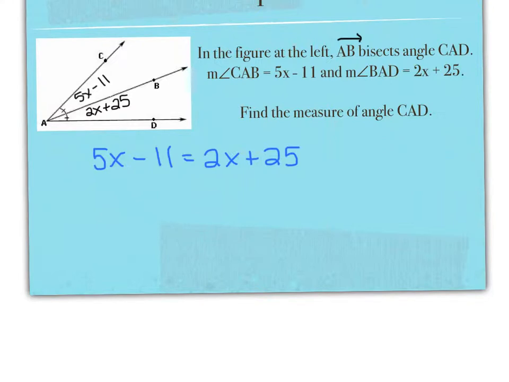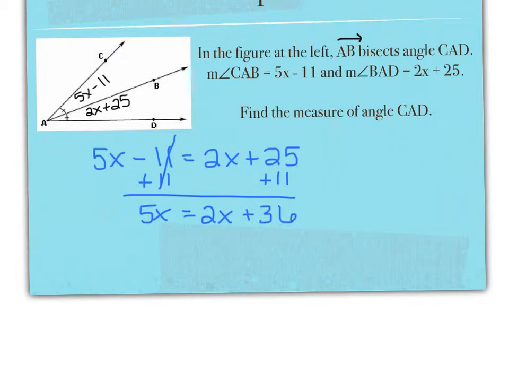And now we have to solve it. What are your thoughts on solving this? Jackson, go ahead. Add 11 to each side. Okay, we could start by adding 11 to each side. So 5x equals 2x plus 36. Brooklyn, I don't know if your answer was right. Okay, but you had the right idea. That's what I was looking for. What do I do next? Caitlin? Subtract 2x from both sides. Okay, let's subtract 2x. So I get 3x equals 36.